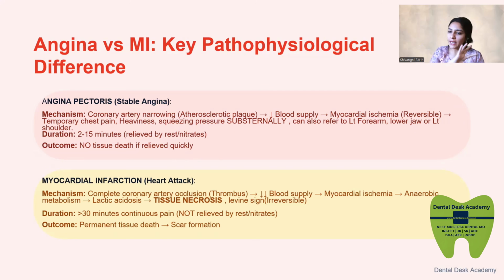It was when that imbalance occurred for a way too long time, and now your myocardial tissue is dying. There is tissue necrosis. There will be a Levine sign characteristic. There'll be lactic acidosis, and now this is going to be very irreversible. It can cause permanent tissue death.